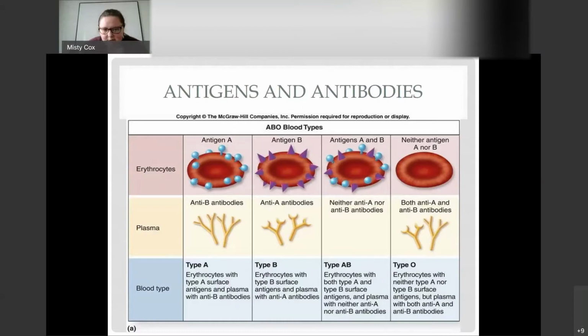So antibodies, does anyone know what antibodies do? What are they responsible for?